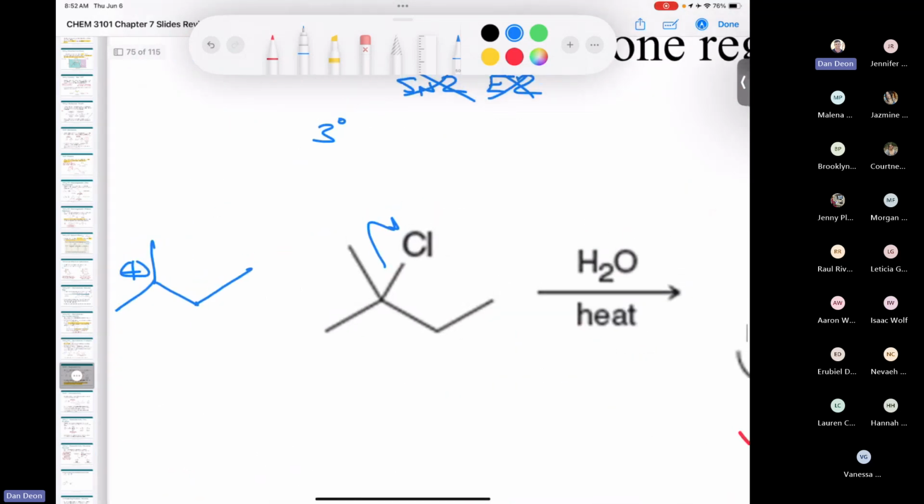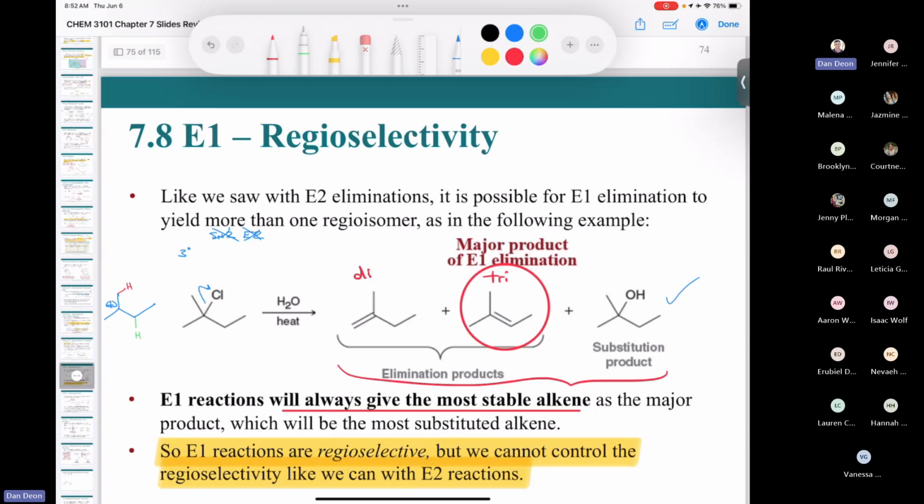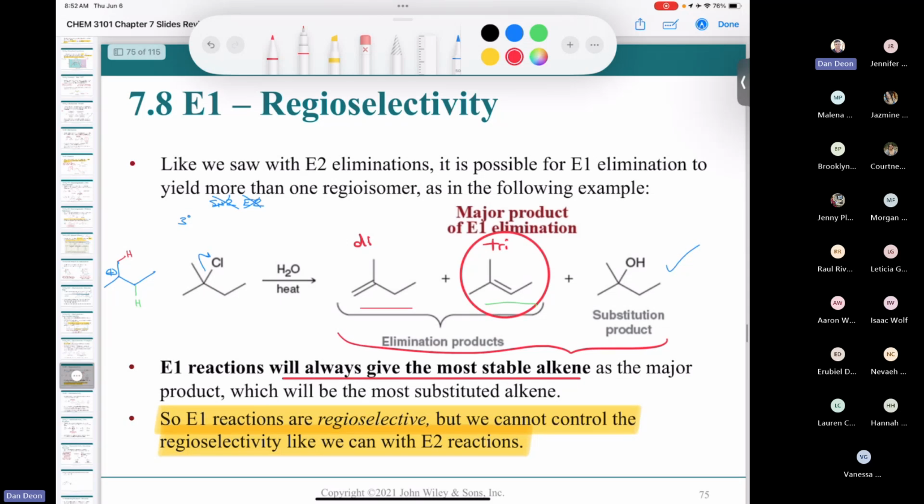But if I look at this carefully, I see there are two types of beta protons. There's these red type and there's these green type down here. If I abstract the green proton, I'm going to end up with this product. And if I abstract the red proton, I'm going to end up with this product here. And the most substituted alkene in this case is going to be the major product of the E1 elimination.